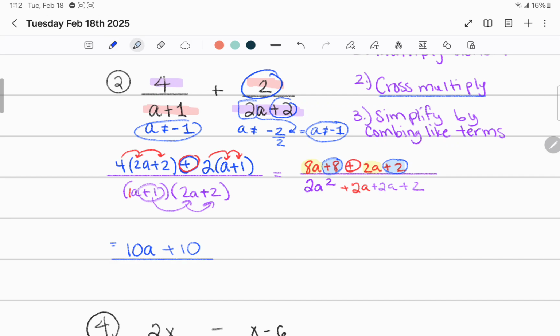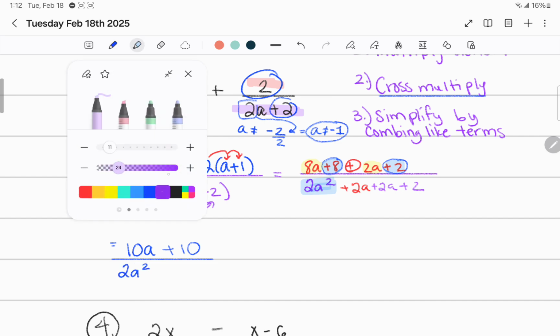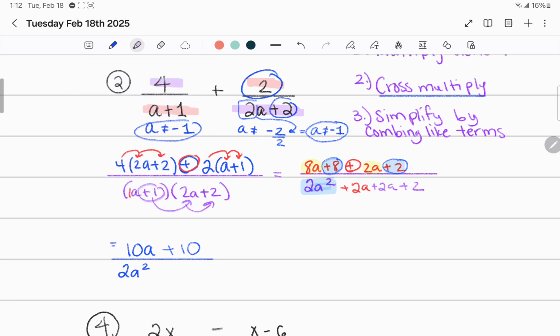And then at the bottom, we have 2a squared. 2a to the power of 2 is by itself because nothing else has a power of 2. And then next we have 2a and 2a. They both have a's. So 2 plus 2 would be 4a. And then finally we have the back number 2 that is just 2. It doesn't have a letter. It doesn't have a power of 2. So plus 2.